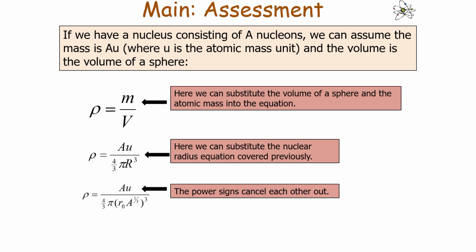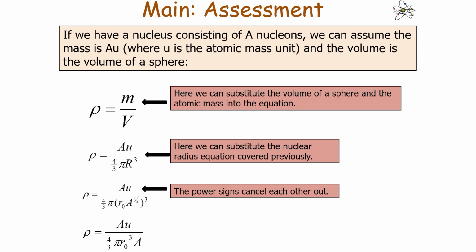So we can now say that rho is equal to Au over 4/3 pi (r0 A^(1/3)) all cubed. Now you'll notice here that we've got A to the power of a third and the entire value in the brackets cubed, so the power signs can cancel each other out. So now we can say that rho is equal to Au over 4/3 pi r0 cubed A, because again that A to the power of a third cubed will cancel those two things out.